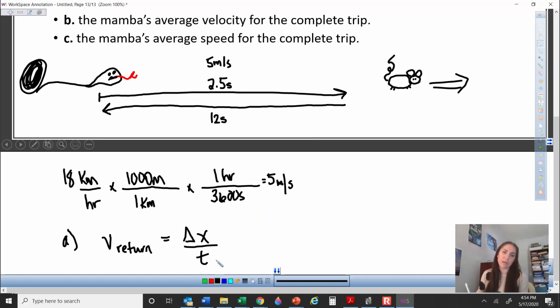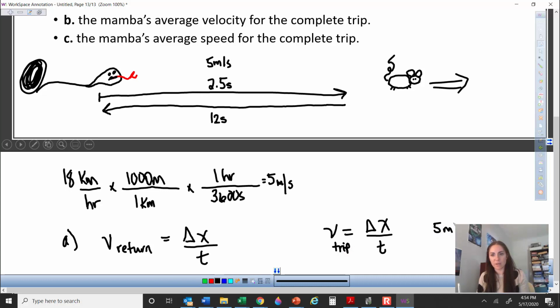But what I do have is the time, because that's the 12 seconds. But what I can infer is that the distance there should be equal to the distance back. Hopefully that makes sense. So what I'm going to do is find the distance, or the displacement, of the trip out, because I have that information.